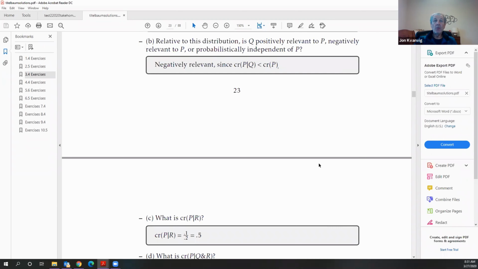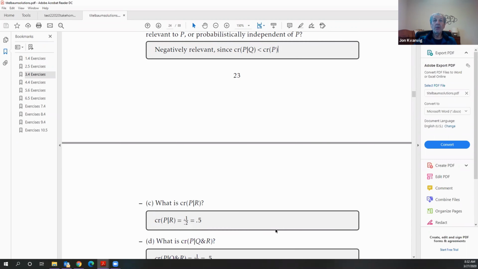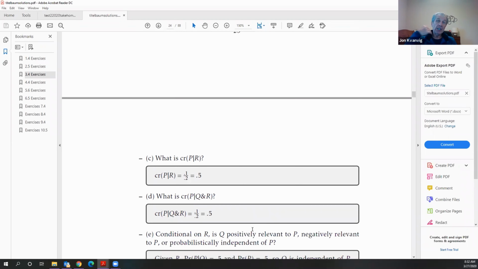All right, a couple more examples. What's the credence of P given R? You do the same thing that I did before. Look for the P and R lines and divide that by the R lines, and you get 0.5. What's the credence for P given Q and R? Do the same thing. Look for the credence for P and Q and R, that's 0.1. Then look for the credence for the Q and R lines, that's 0.2, so you get 0.5.